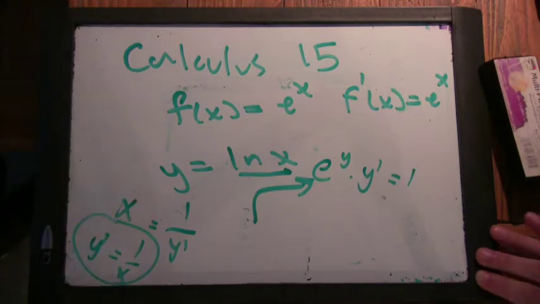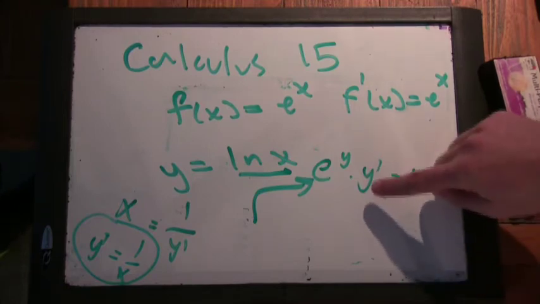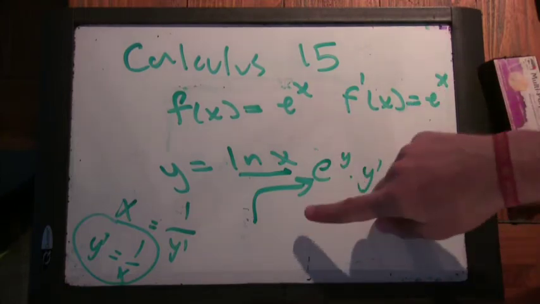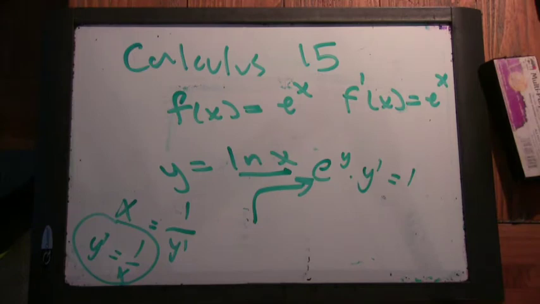Okay, very good. Yeah, you were trying to solve for y prime, so I would have just said y prime is 1 over e to the y, and then e to the y is actually x. So y prime is 1 over x. Very good. So that's one application of inverse functions. And now I'm going to show you two more real quick. Arc sine and arc cosine.